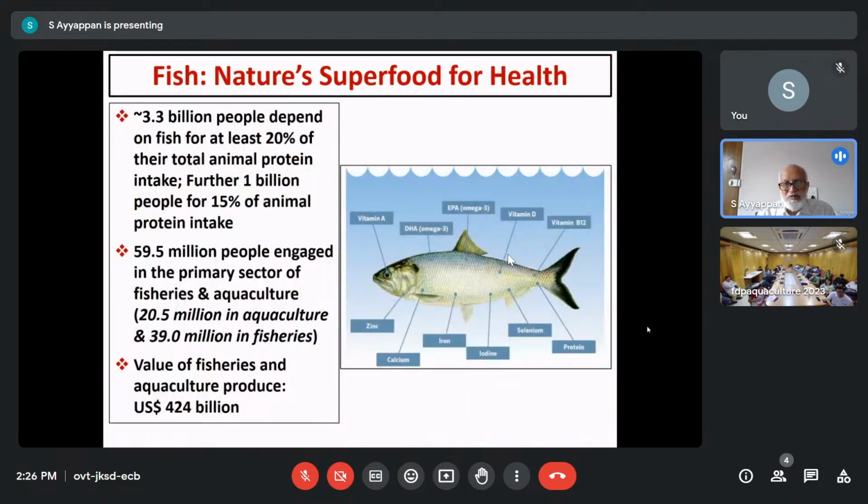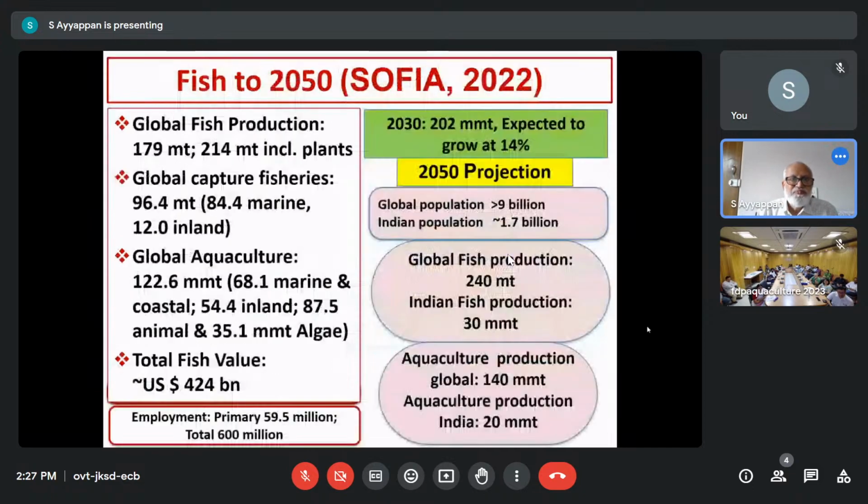And now when it comes to fish, particularly, you all know this, but just for the sake of statistics, over the world, 3.3 billion people, at least half the population, depend on fish for at least 20% of their annual protein intake. And 60 million people, that is 6 crore people, are involved in fisheries and aquaculture all over the world. These are the world figures. When it comes to fish production, I'm sure Dr. Jaina would have touched upon this.